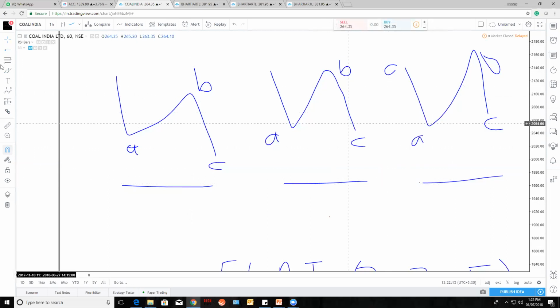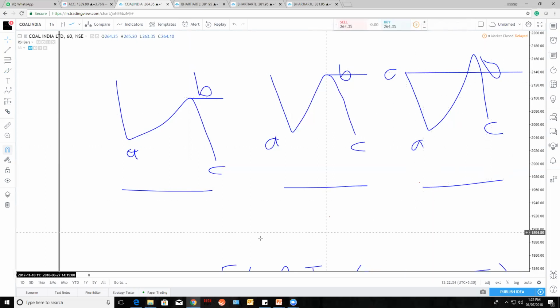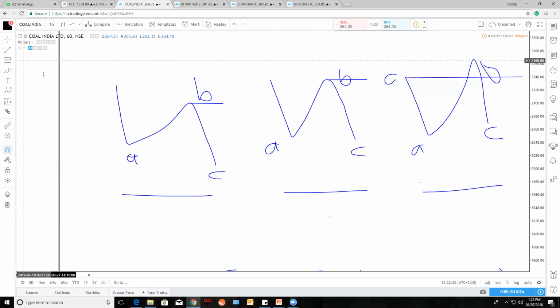In all three structures, it is more than 80%. Let's say it's an 80% retracement here. Let's say it's more than 80% and near to 100%, and then more than 100%. Got it? Let's say this is the 100%. One is 80%, the second is between 80 and 100, and the third is more than 100. There are three possibilities.